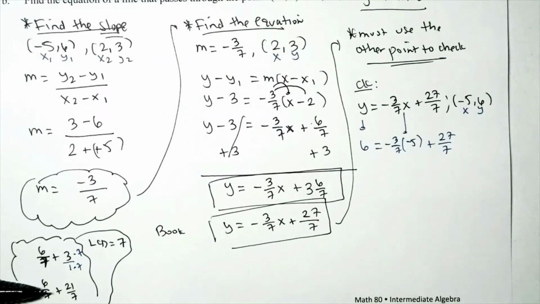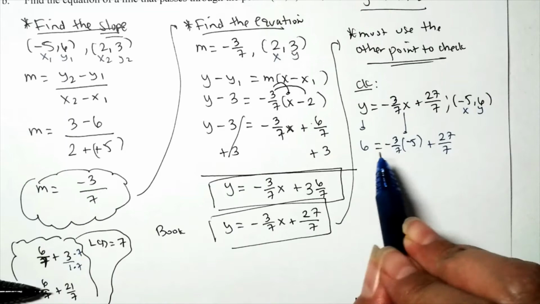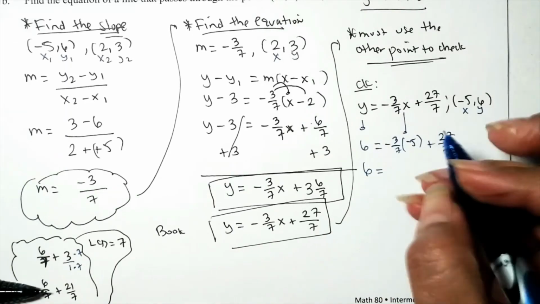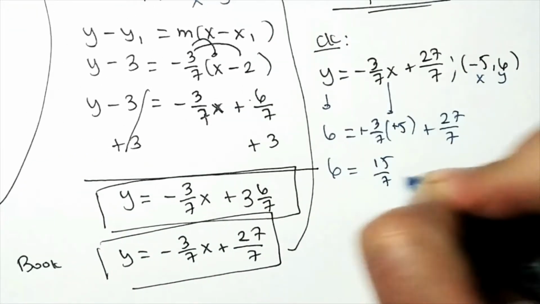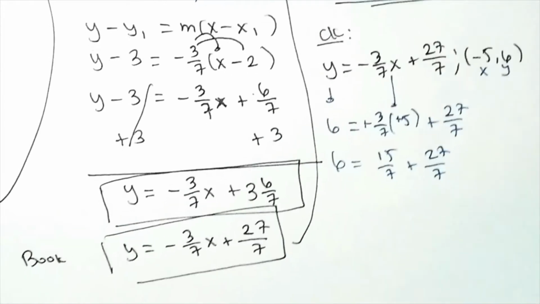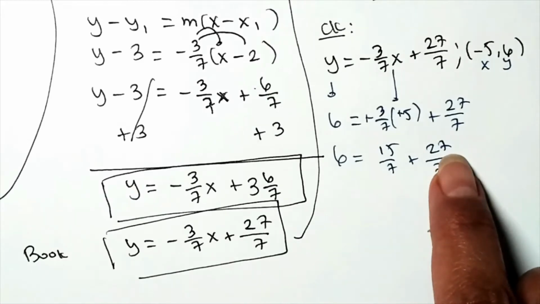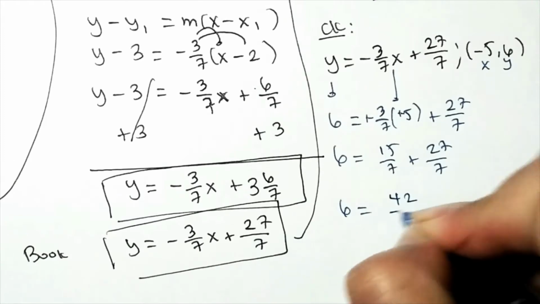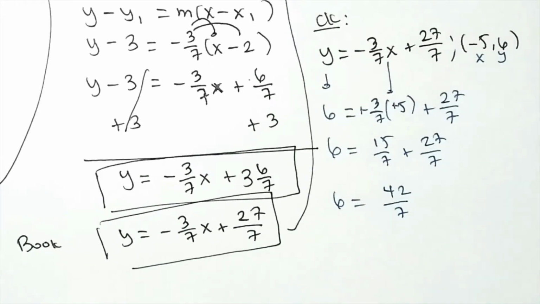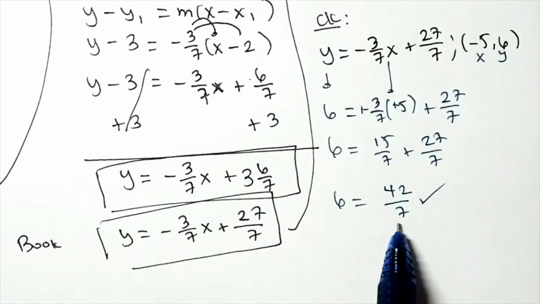All right, so let's simplify the right side and make sure that we get 6. So we have 6 equals, the product of two negative numbers will give us a positive number. That will give us 15/7. Bring down the rest of the problem. The sum of 15/7 and 27/7 should give us 42/7. Oh, I'm crying. Tears of happiness. Why? Because 42 divided by 7, surprise, gives us 6.